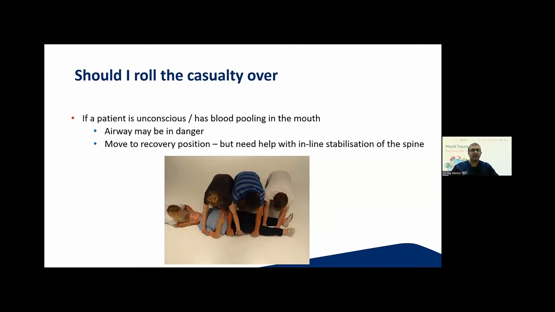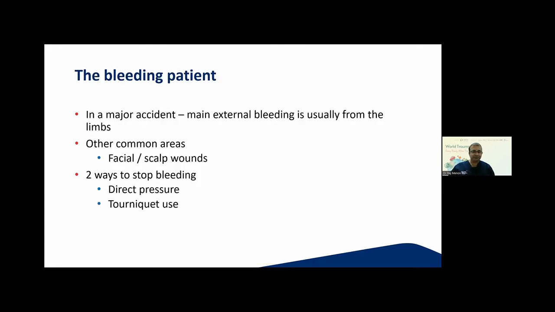And this involves trying to move the patient so that the spine is constantly in the same alignment. This requires some degree of training, and unless you're able to give clear instructions to your fellow responders, this is not as easy as it looks. And trying to do this wrong may end up worsening a spinal injury as well. So you have to be a little bit careful with these kind of casualties and what we do with them.